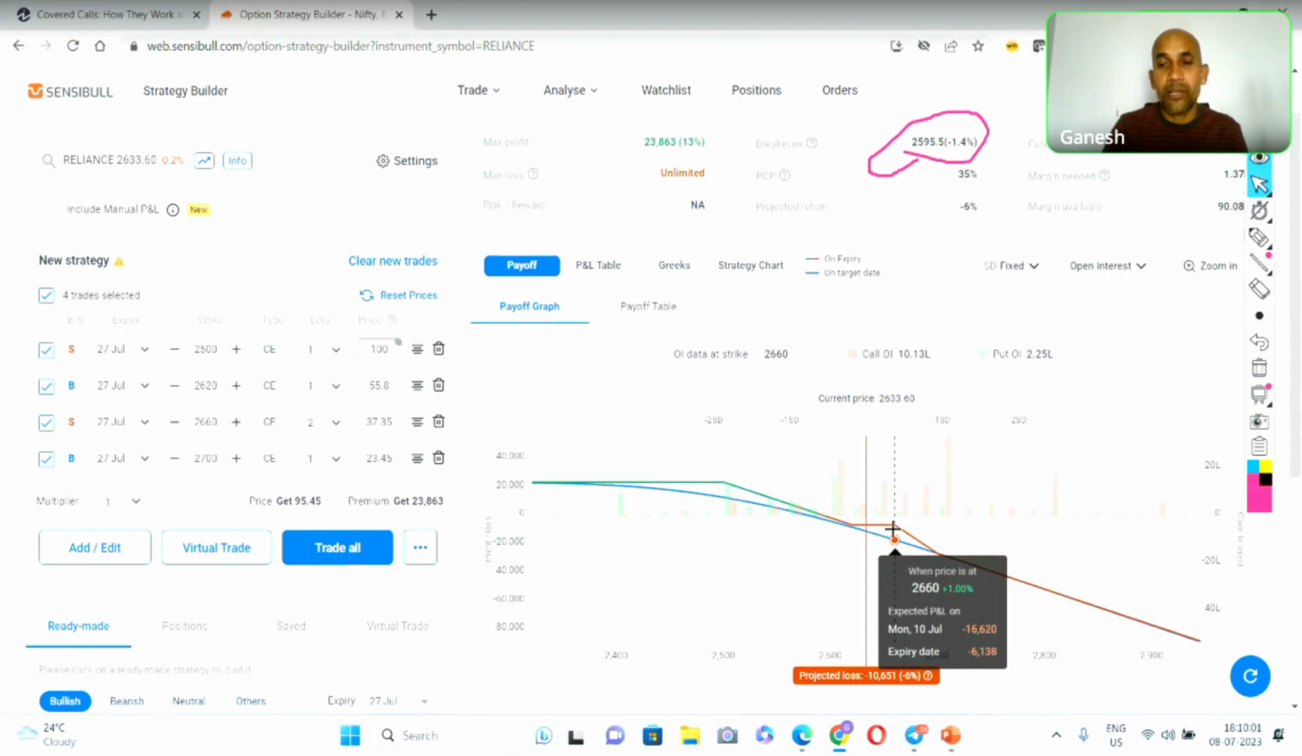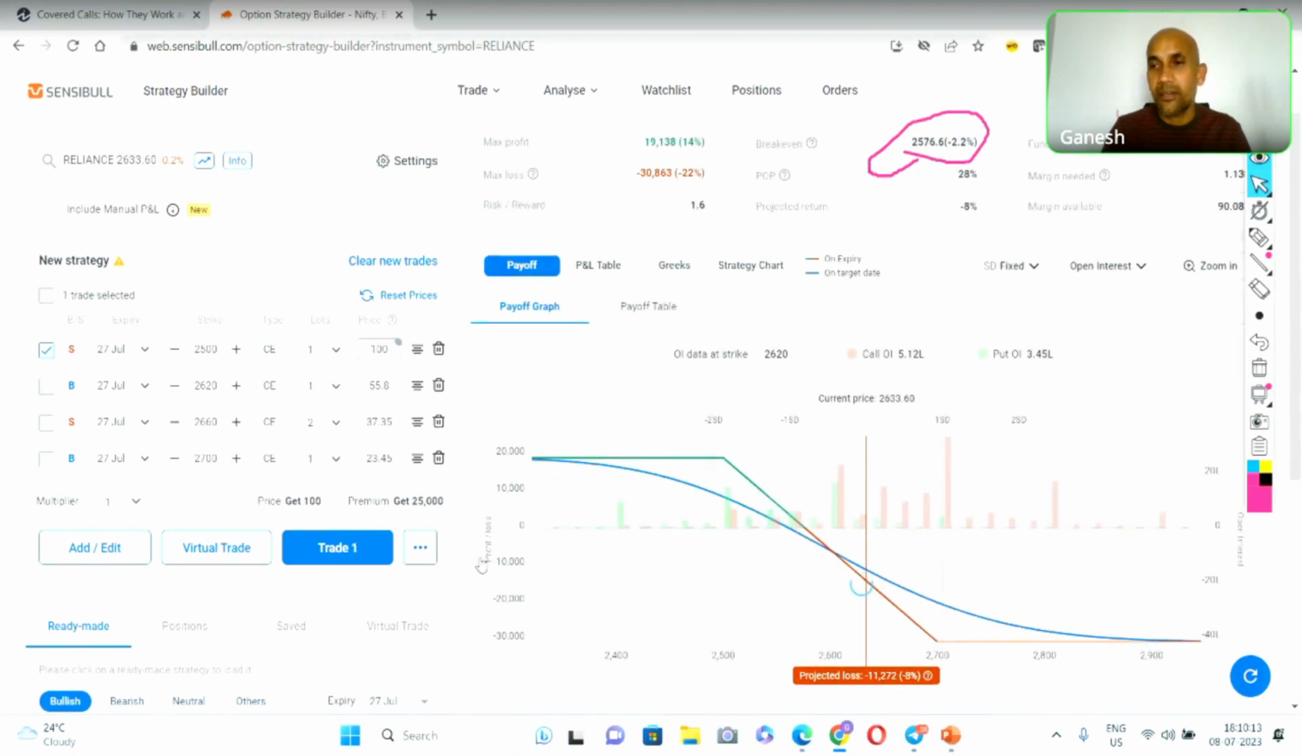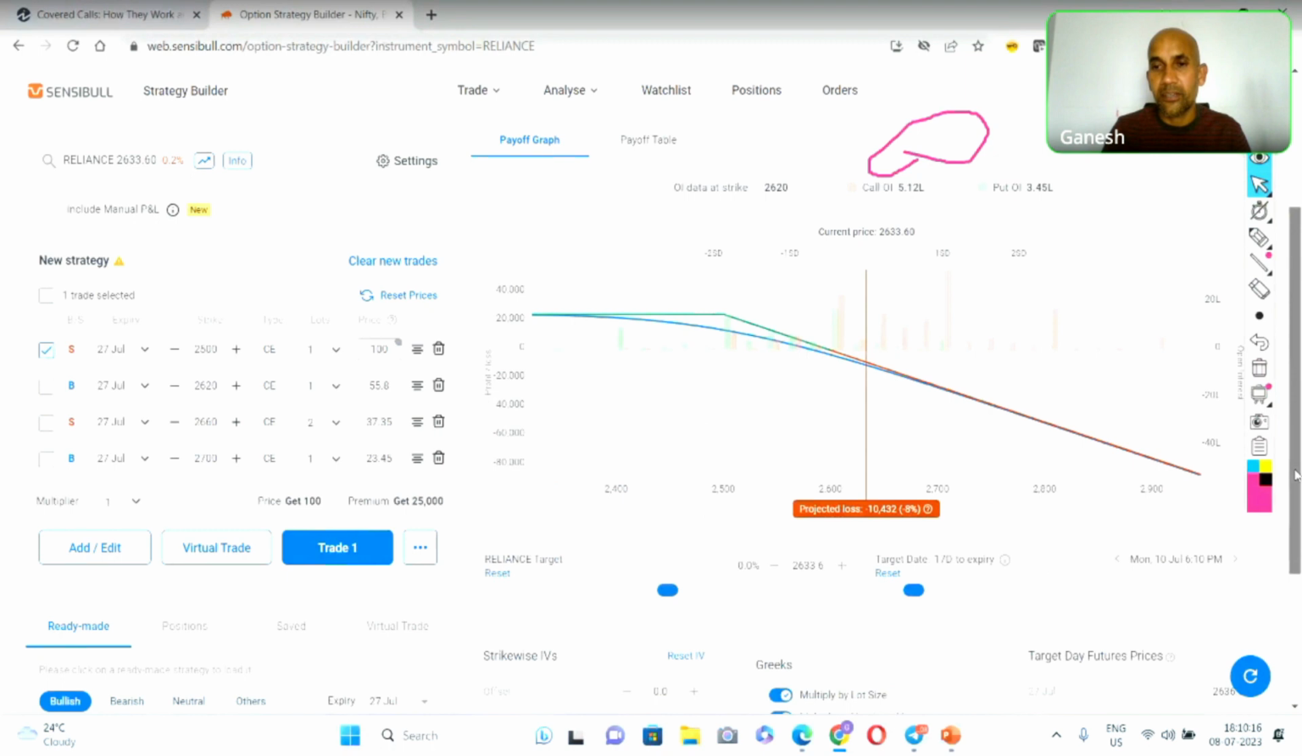2,656, I'll tell you 2,000. Let's say 2,660. This is the sold strike, right? 2,660 or 2,700. I'll show you another future testing, not back testing, future testing. One scenario is that 2,660. Let us see 2,660.